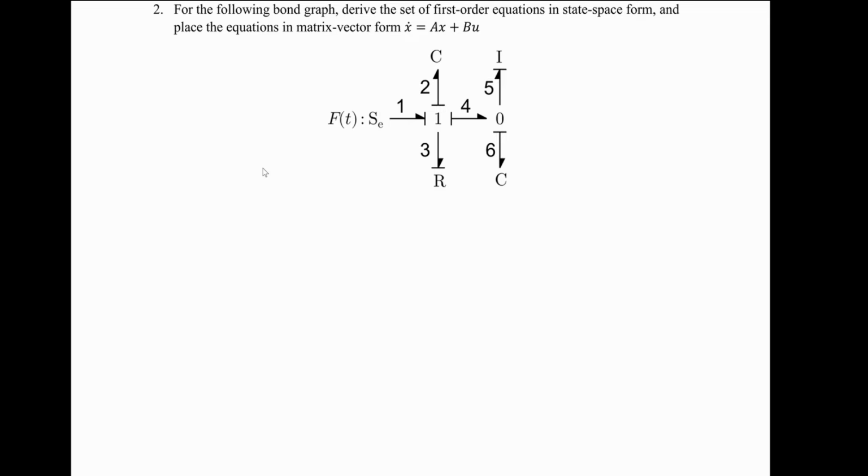In this video, we're going to derive the state equations for this bond graph that's shown, and then we're going to place them in matrix vector form, x dot equals Ax plus Bu. To begin with, we're going to write down all of the element equations, one for every element in the bond graph, plus 2 for every junction in the bond graph.